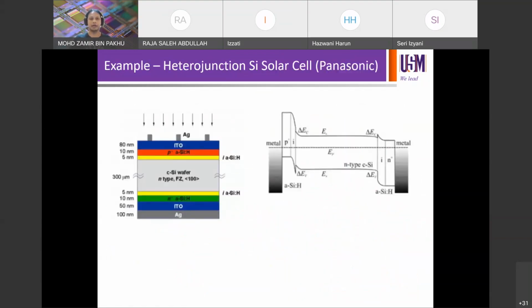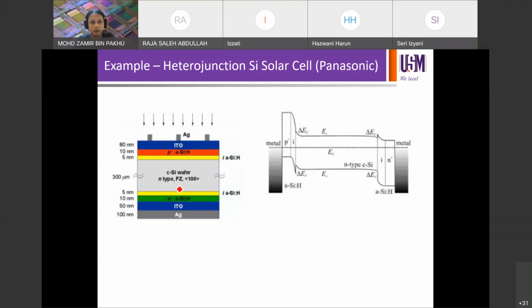So one example, heterojunction silicon solar cell, just like what we discussed yesterday. There are many more devices available which are based on heterojunction, but this is only one example, just to illustrate the heterojunction nature, okay? So we also saw this yesterday in a different diagram. So have a look at this now.